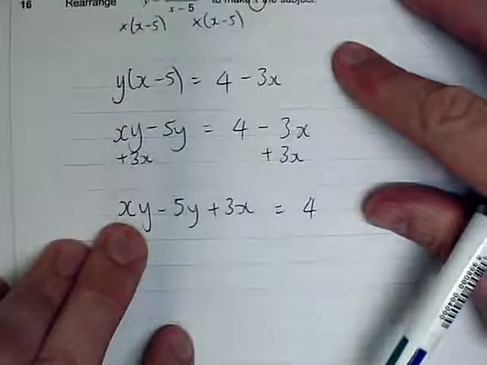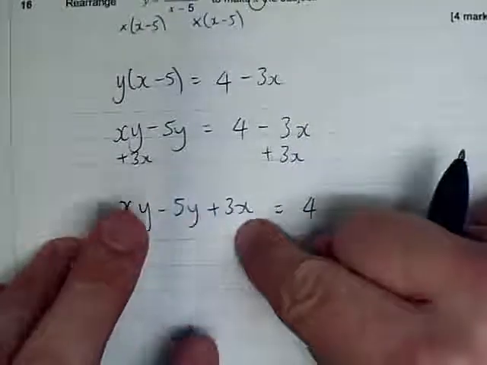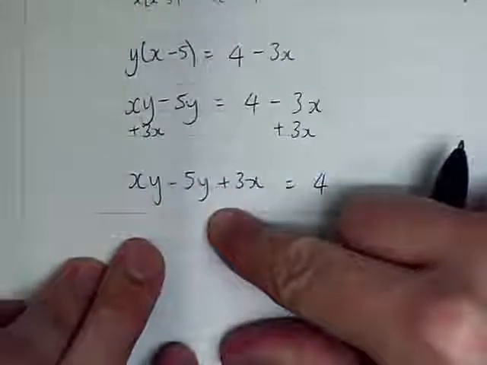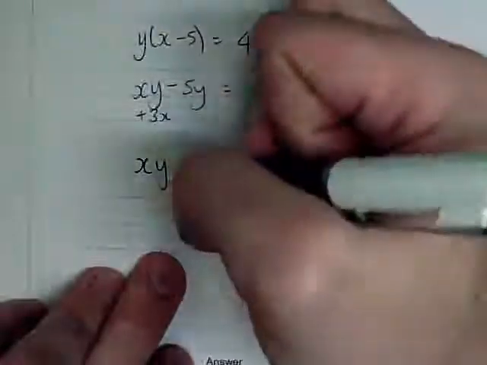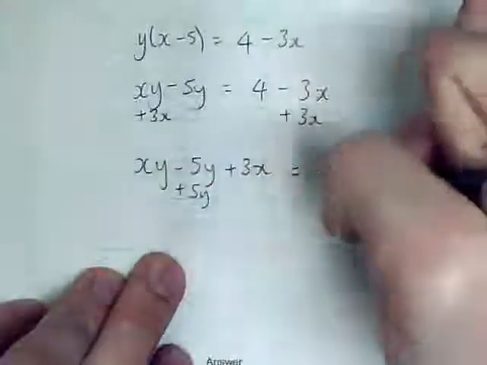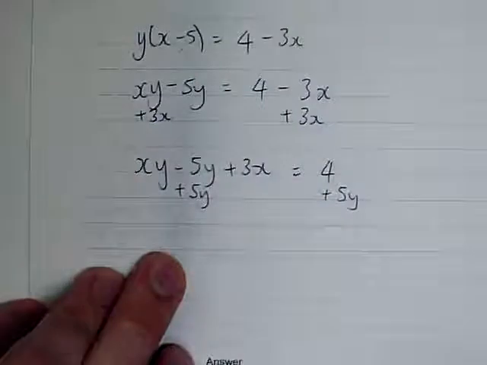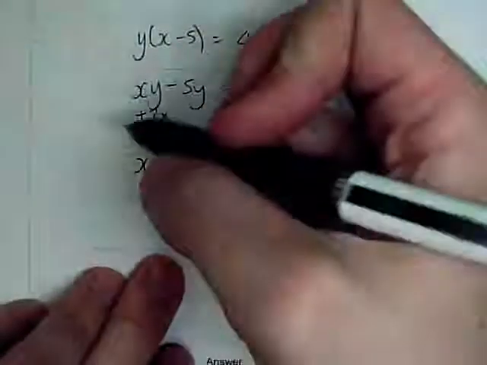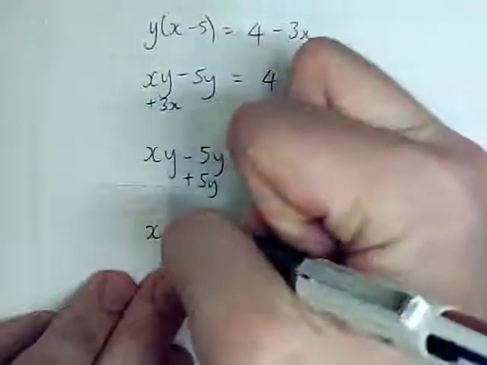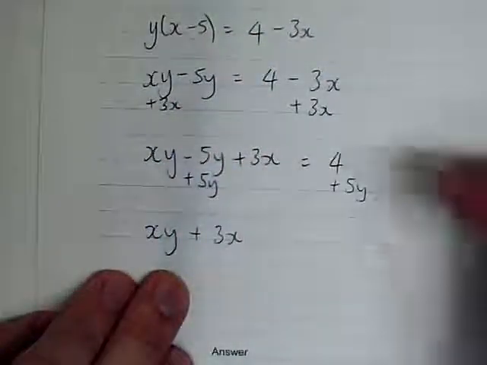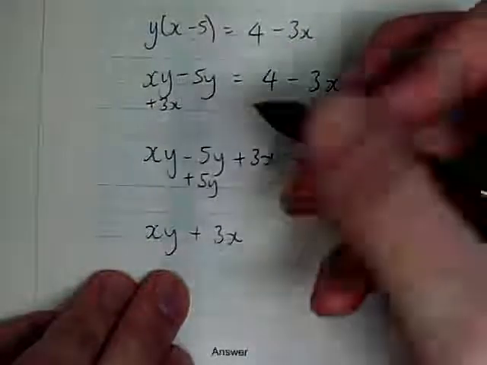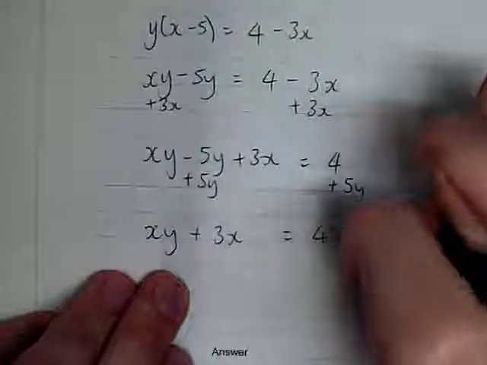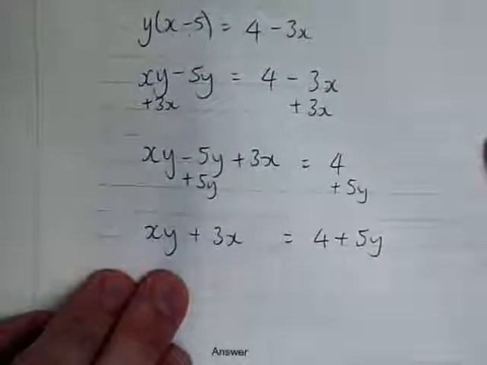Okay, so we want to get x on its own. I've got x and x on the same side, but I need to get rid of this minus 5y. Don't forget about that minus because that's important. To get rid of it, we need to do the opposite. So I'm going to add 5y to both sides. So that will then get rid of that bit. So I'm left with xy plus 3x. And remember, 4 was there first, so I write that down first. Then I've added 5y to it, so I write that afterwards.